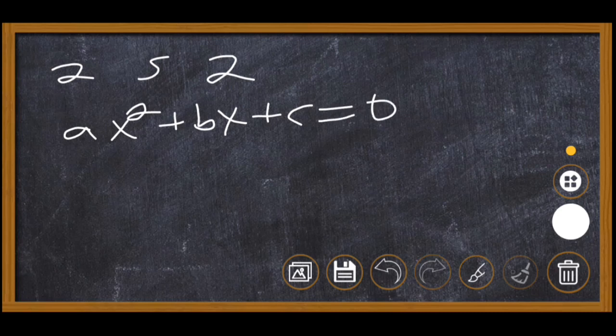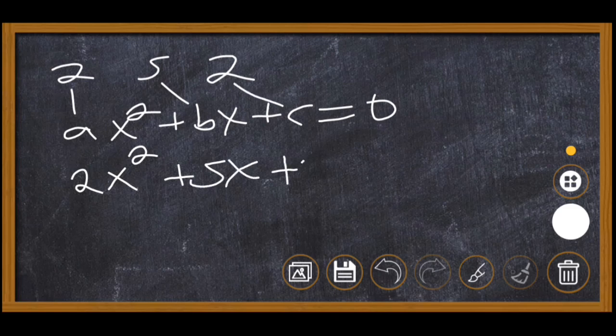In this case, this value will represent a, so we are going to have 2x squared. This value will represent b, so we are going to have 5x. Then this value will represent c, so we are going to have positive 2 equals to 0.